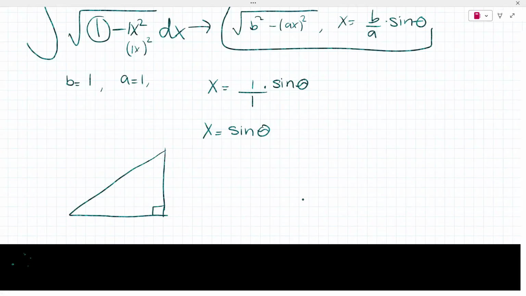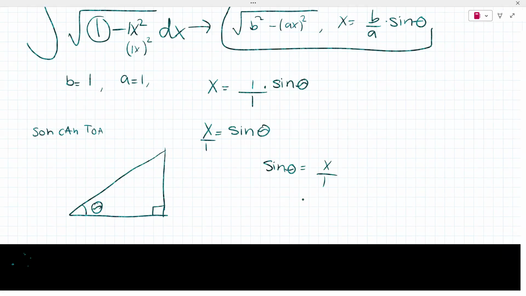Here's our right triangle. Here's your theta. Okay, so according to this, you're going to need your SOH CAH TOA. We said that x equals sine theta, right? Or x over 1 equals sine theta. You could rewrite this as sine theta equals x, or x over 1.